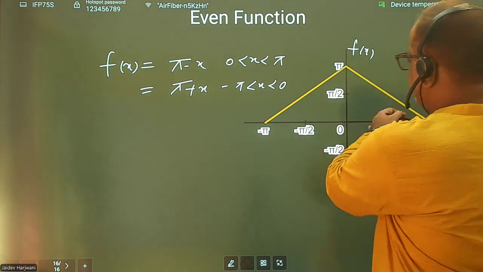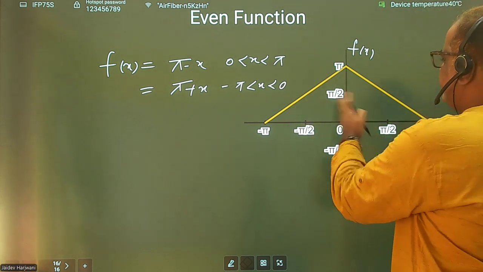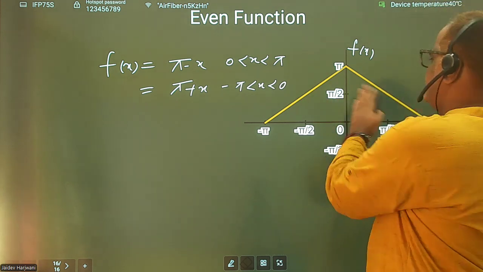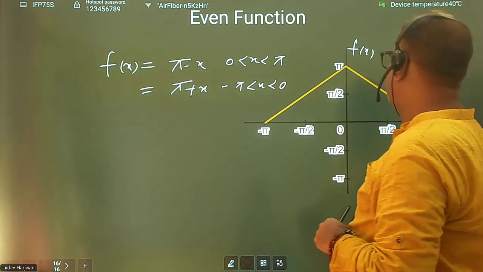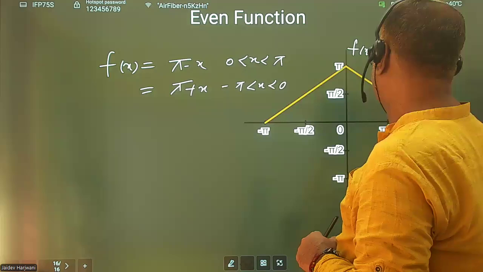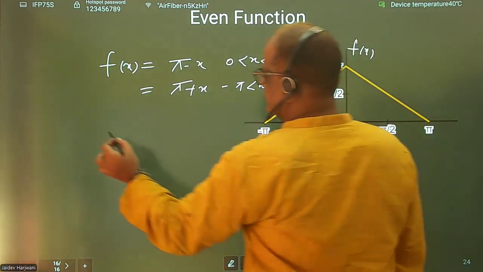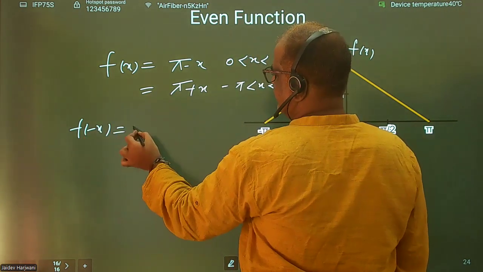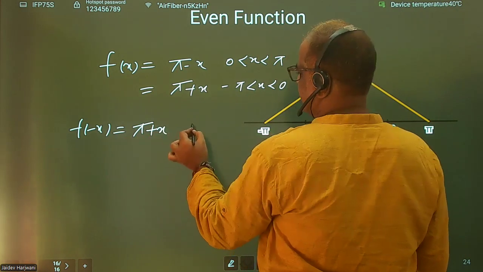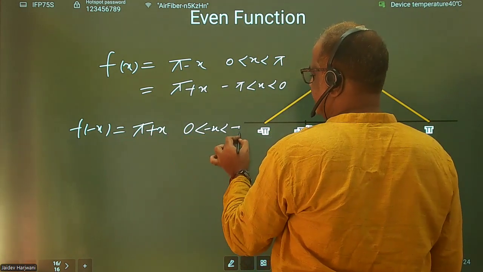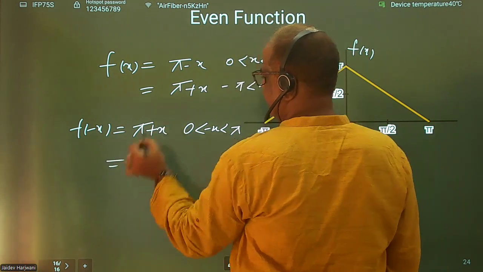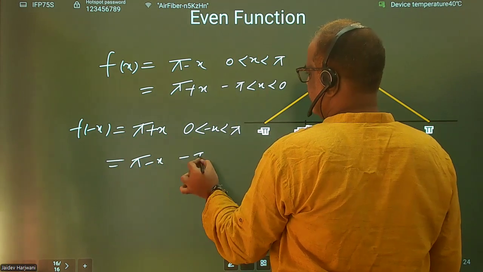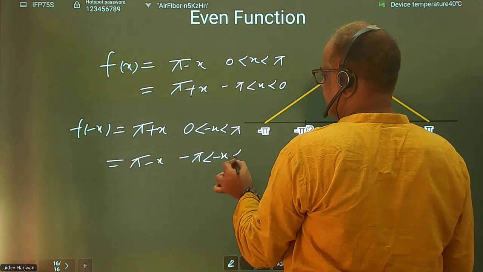Now this function is also even. You can clearly see that on both sides of the y-axis, the function is the same. That is, the function is symmetric with respect to the y-axis. So now you can check it also. If I put f of minus x here, what will it become? This will become pi plus x, and this becomes minus pi, and this will become pi minus x. I'm replacing x with minus x. This becomes 0.